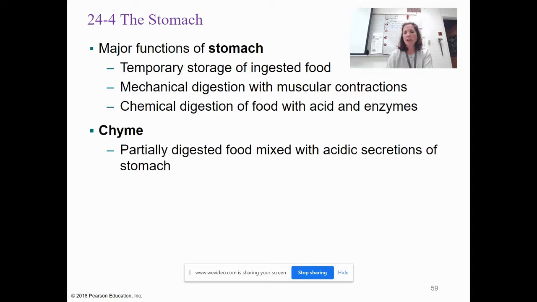Chyme: once everything is mixed together, the partially digested food is mixed with the acid secretions of the stomach, it is then called chyme. So when you swallowed the food, it was bolus. And then when it's in the stomach and it's been mixed around, it's called chyme.